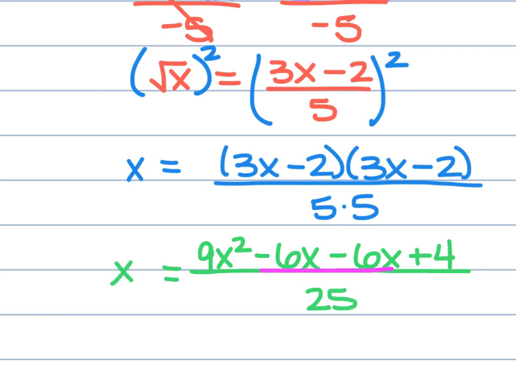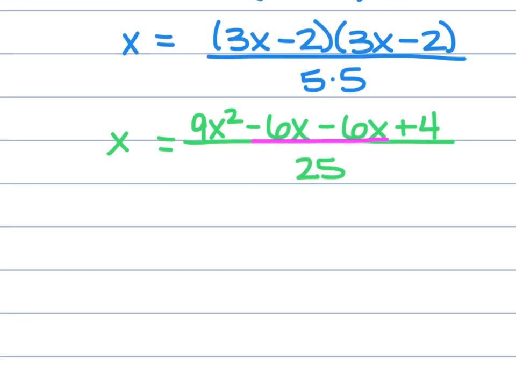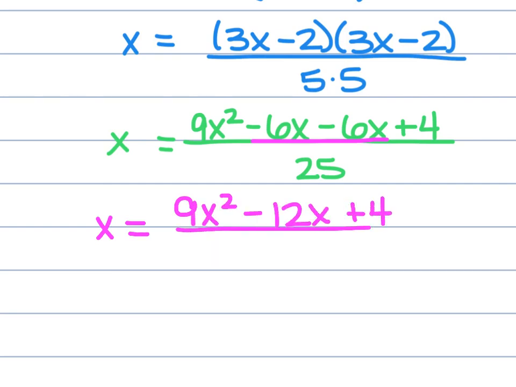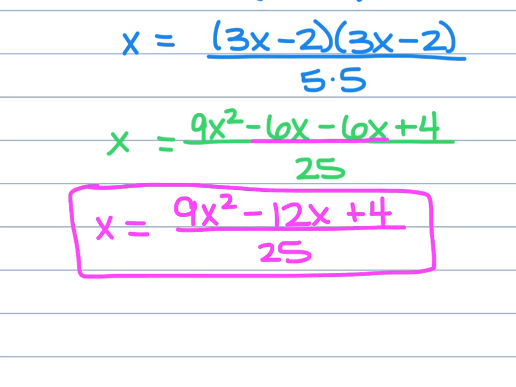From here, combine your like terms. That negative 6x minus 6x is going to be negative 12x. So we're going to have x is equal to 9x squared minus 12x plus 4 all over 25. Now, if you realize here, your numerator has a least common denominator of, no, it doesn't, I'm sorry. If it did, you could factor out that least common denominator, and if you can simplify, you can. But in this case, because that 4 is there, we don't have a least common denominator, so you leave it alone.